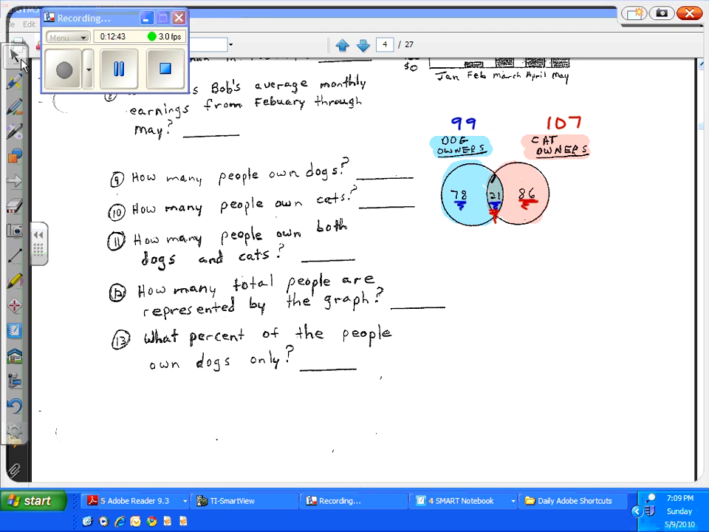And so obviously in the middle, we have those people who own both dogs and cats. And so there's 21 who own both. So the 78 is dog only, 86 cat only, 21 both dog and cat, 99 total dog, 107 total cat. Okay? So you can answer most of the questions from that.